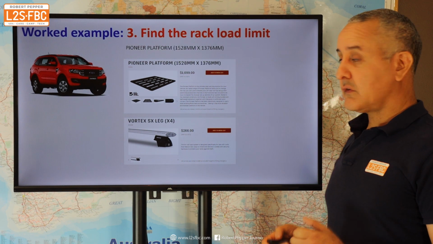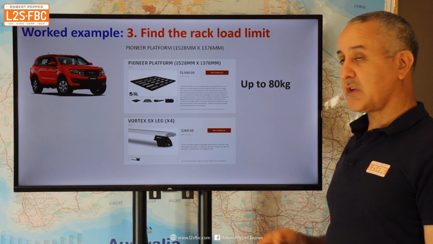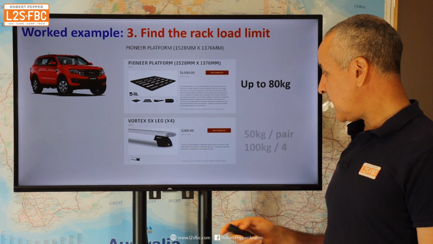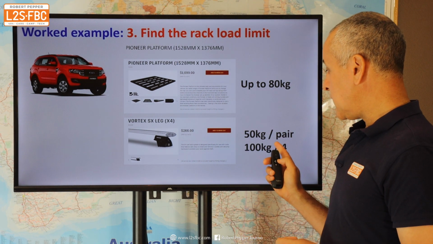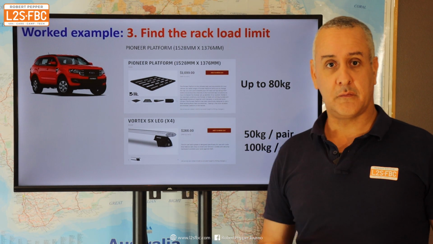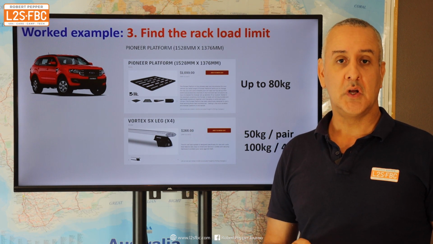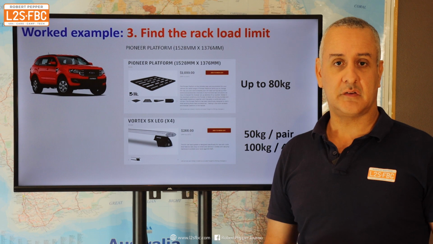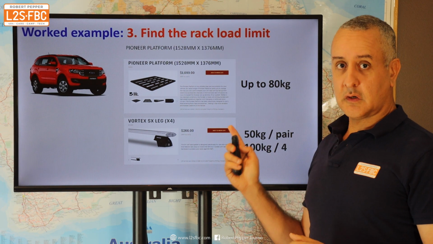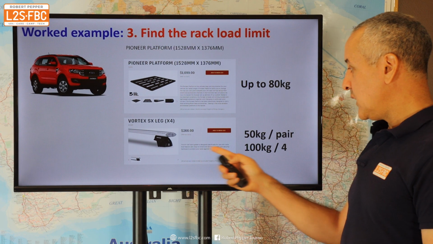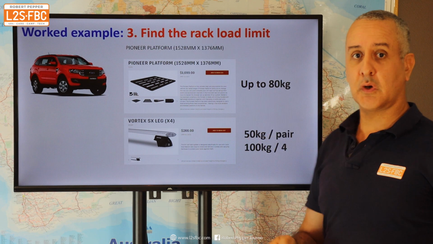Okay, then we go to the limit. Now, the limit here, again, looking up on their website, that's up to 80 kilograms. And these legs here, from what I can work out, appear to be a limit of 50 kilograms a pair or 100 kilograms for 4. And again, this is all stuff you can do yourself, but it does help to check it with your roof rack dealer as well, just to be on the safe side. You do not want to be making mistakes with these. So you've got to choose the lower out of the 2 limits. So if the legs can handle up to 100 kilograms, but the platform is only good for 80, then you've got to run with 80.